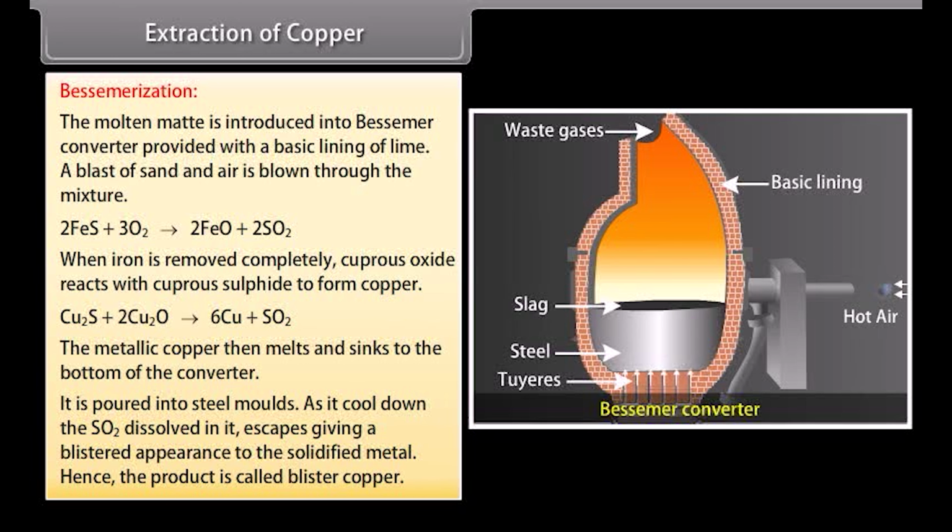As it cools down, the SO2 dissolved in it escapes, giving a blistered appearance to the solidified metal. Hence, the product is called blister copper. It contains about 98% copper. Blister copper is refined electrolytically.